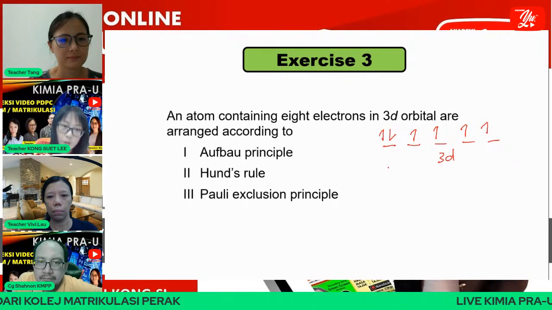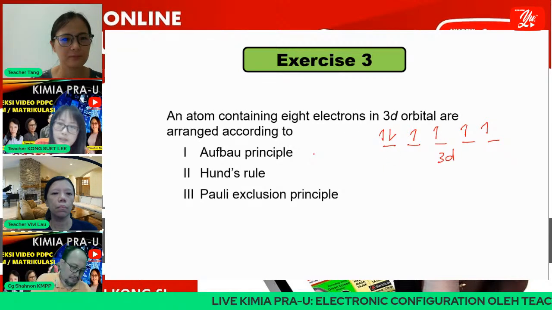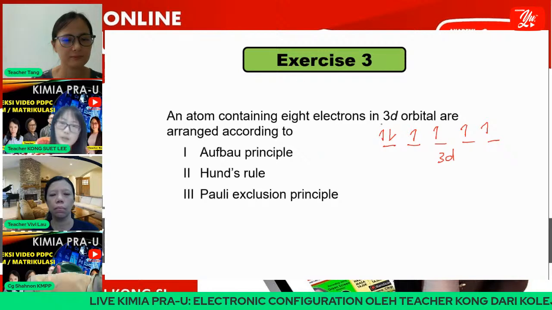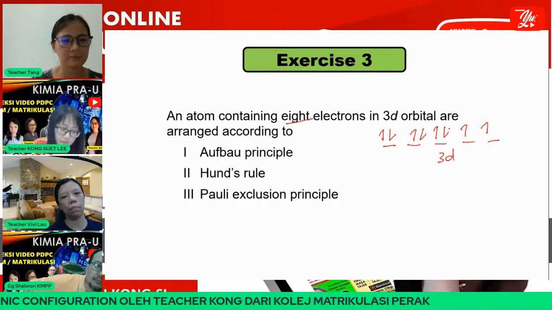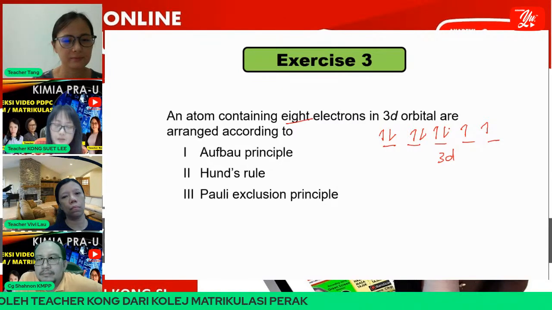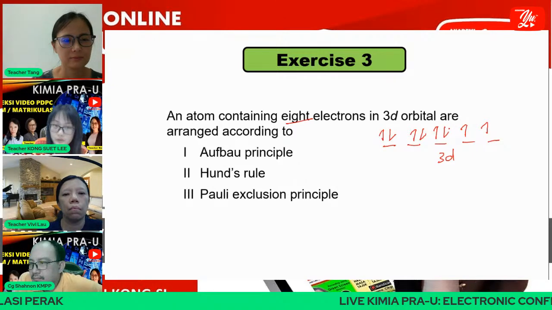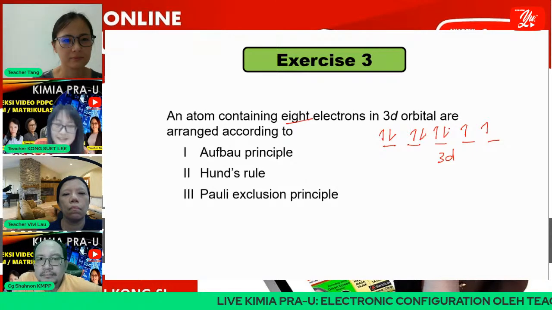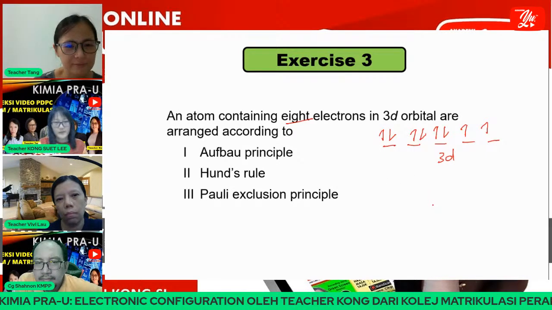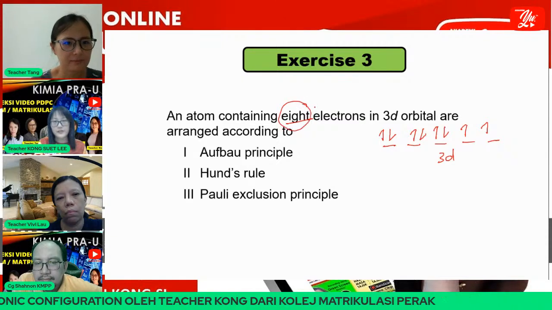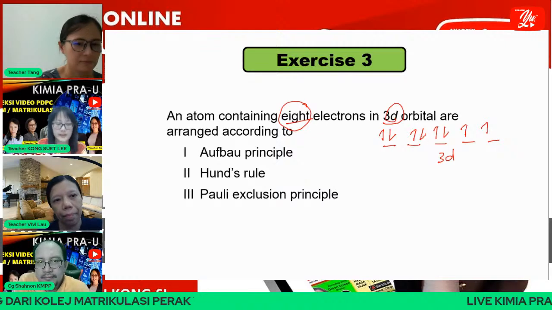So, 1, 2, 3. So among these 3 rules, which rule are we going to use to fill in the electrons in the 3D orbital with 8 electrons? So 8, so now only 6, 7, 8. Okay. 1, 2, 3, 1 and 2, 2 and 3, or 1 and 3. So what is the answer? An atom containing 8 electrons. There are 8 electrons in 3D orbital. So we must apply which rule in order to fill in these 8 electrons?